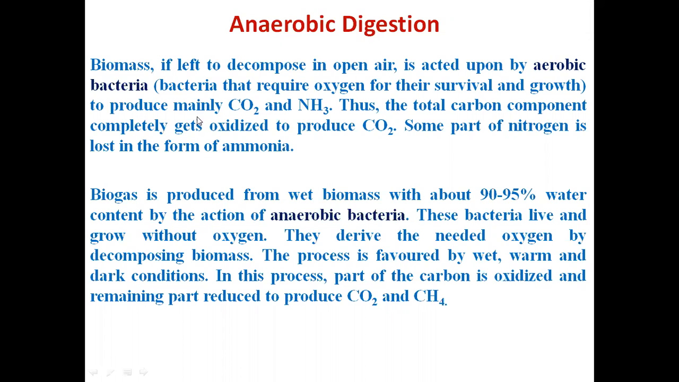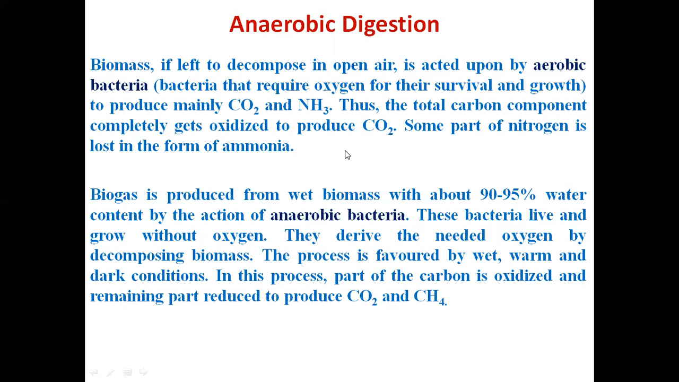By aerobic digestion, biomass is converted into CO2 and NH3, that means carbon dioxide and ammonia. Thus, the total carbon component completely gets oxidized to produce CO2. Some part of nitrogen is lost in the form of ammonia by aerobic digestion.